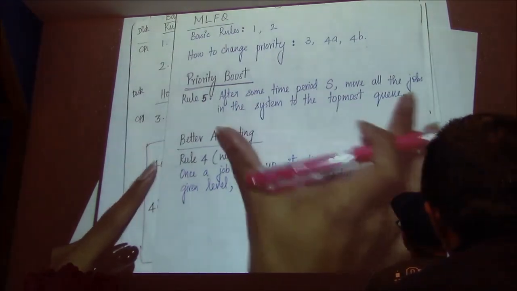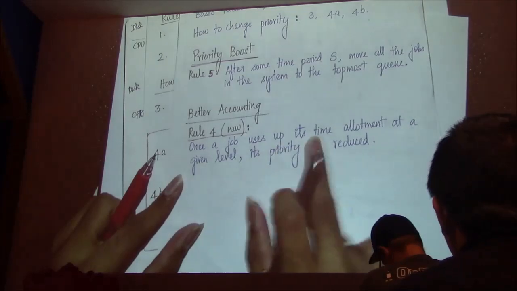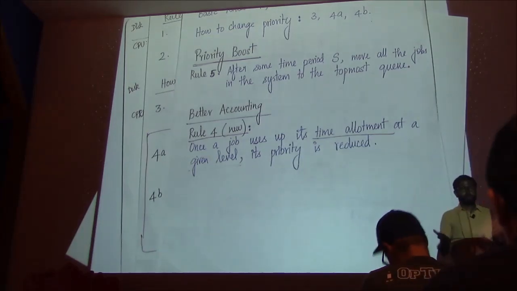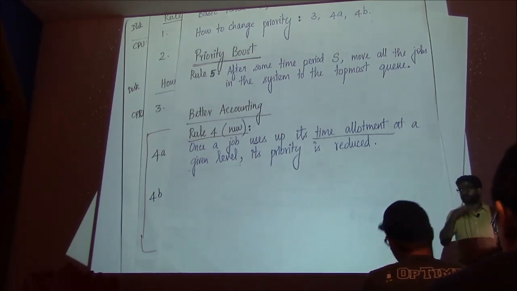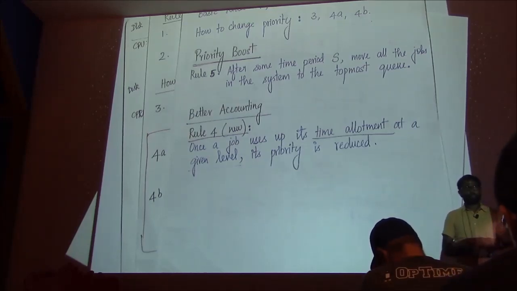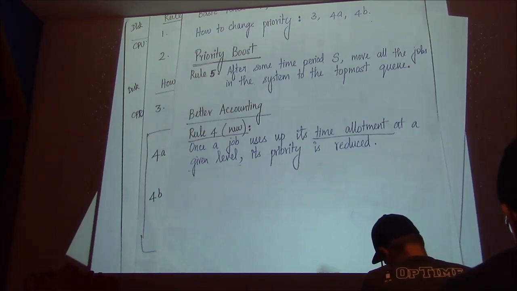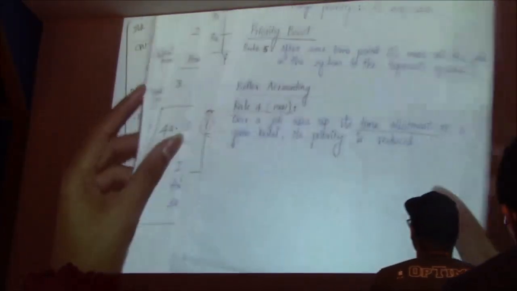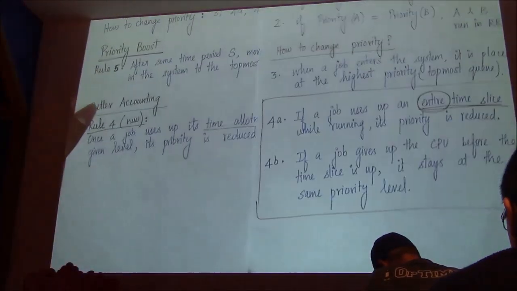The problem was to avoid starvation, and for better accounting, the modified rule 4 is nothing but: once a job uses up its time allotment at a given level, its priority is reduced. Here by time allotment, we just mean the time slice for that particular level. Immediately its priority is reduced. We don't worry about each and every time that we are scheduling that particular job. So this rule goes away, basically these two things go away. Instead of that, we get the new rule 4, and then we also have one more rule, the rule 5.